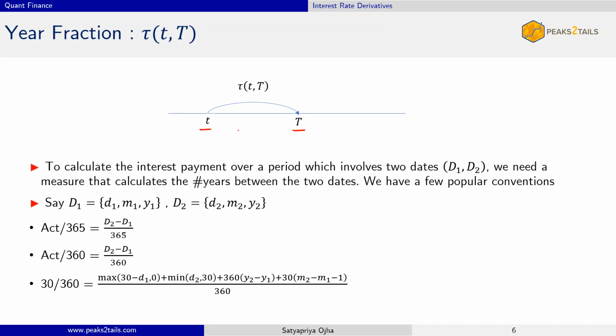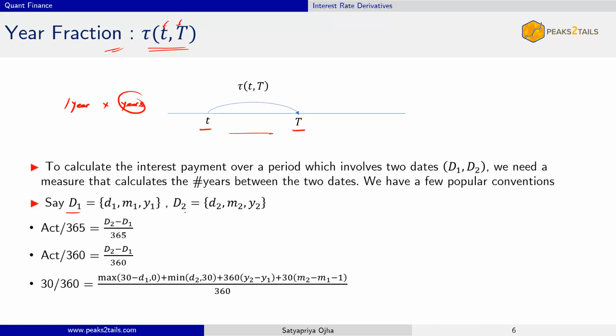Exactly the same idea. How much interest payment will you get over this period? Well, the rate is per year, and then you do a times number of years. So you'll get the overall interest payment in dollar amount. Same idea. So we need a measure to figure out the distance between two time instances. That's called year fraction. The notation I will be using is tau(t, T), which basically means what's the time distance between these two instances in terms of years.